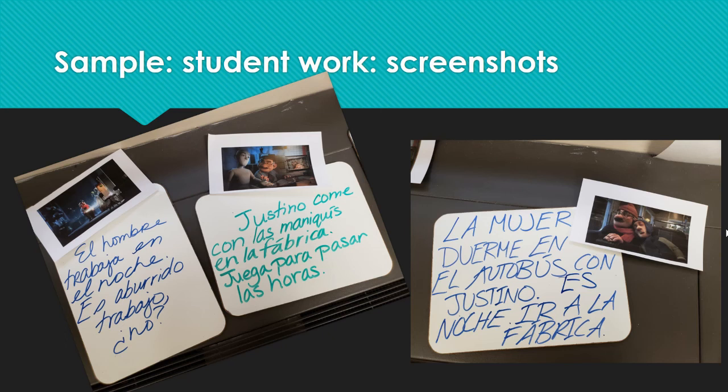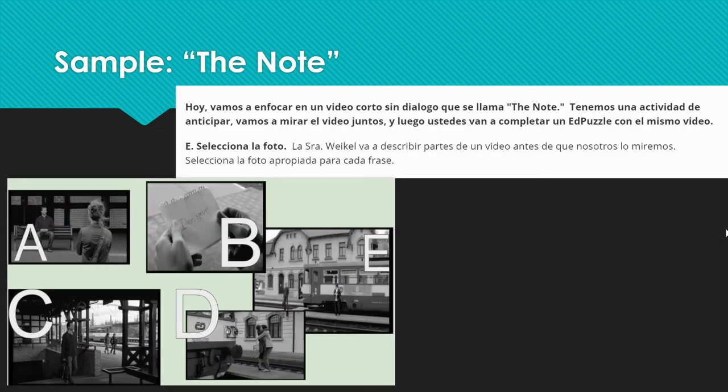Take your screenshots with your partner in your group, come up with a sentence inspired by the screenshot. So it could be an exact description. It could be something a little more loosey-goosey with it.